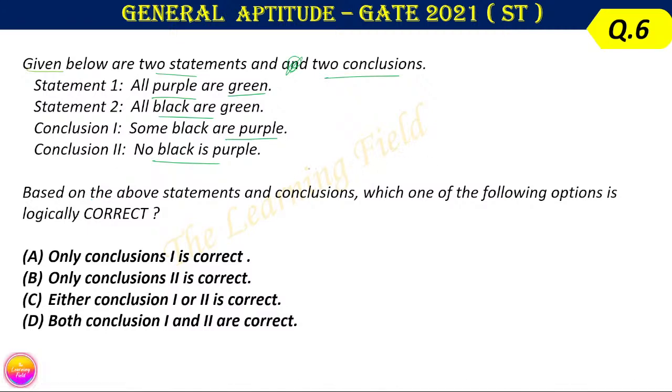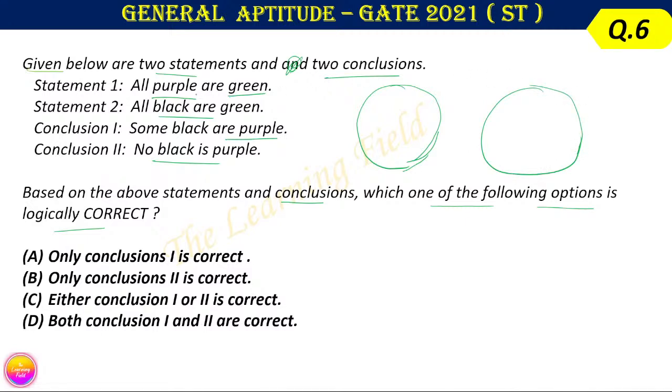Now the question says that based on the above statements and conclusions, which one of the following options is logically correct? So we have to find the logically correct conclusion. There are 2 cases that may happen. I already said that this type of question we solve using Venn diagrams. Then this will be very easy, otherwise the question will be very tough.